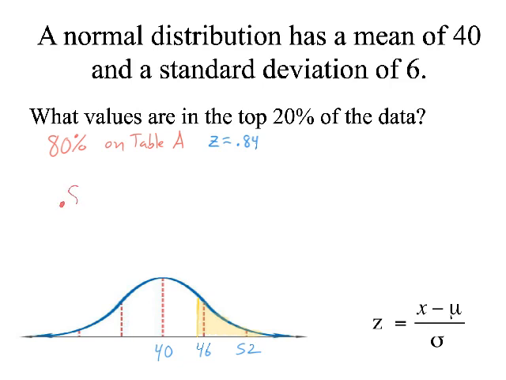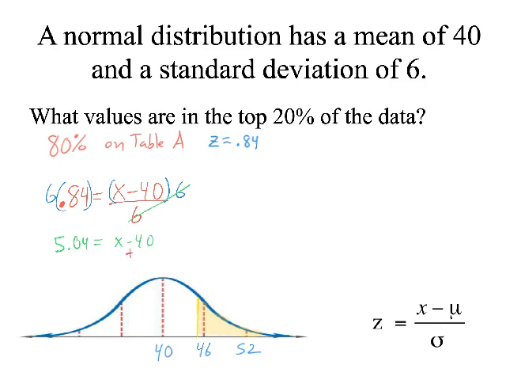So 0.84 is my z. That equals x minus my mean, divided by my standard deviation. If I solve this, it'll give me the x value of that mark right there. So how do we solve this? Well, the first step is to multiply both sides by 6. Alrighty, when we do that, the 6's cancel. And 6 times 0.84 gives us 5.04. That is x minus 40 still over there.